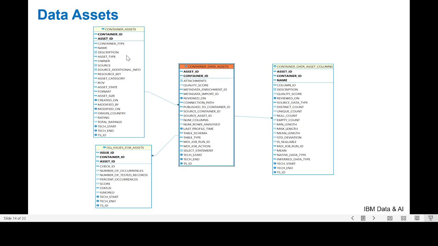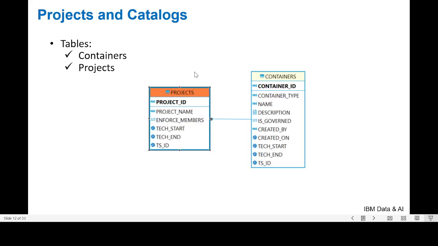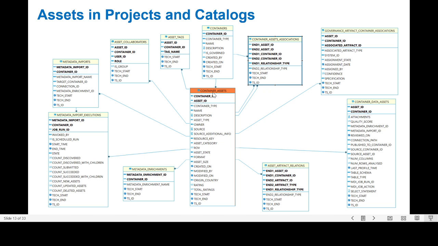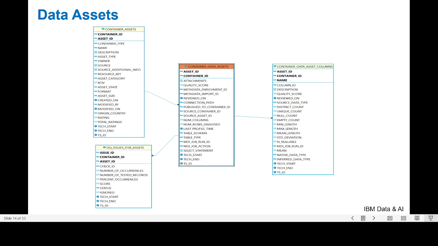asset in general. Of course, there's another table that was before that, the containers table. So I have the containers table. It contains only catalog and project. I have container assets that contain all the assets inside the catalog or the project in general. Then specific to data assets, we have the container data asset tables that are related to other tables, and the data asset column table contains more detailed information about the columns.